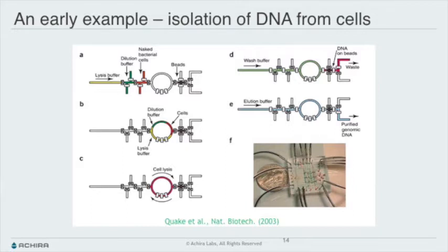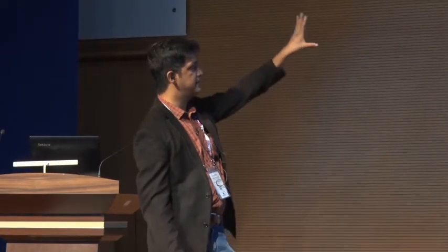So here's an example of a very early microfluidic device, by one of the pioneers in the field, Steve Quake, who's at Stanford. He came up with this whole concept of valves in microfluidic devices, Quake valves. And this simple device was taking bacteria, lysing it, that is breaking it up, and extracting the DNA from it.